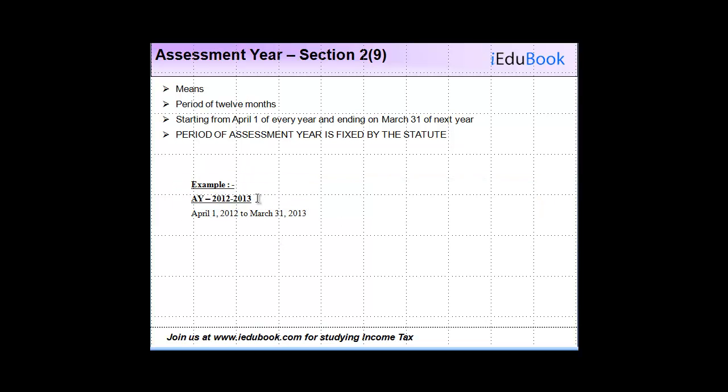So assessment year means period of 12 months. We call this assessment year 12-13, and it is written in short as AY. It starts from April 1 of every year, April 1, 2012, and ends on March 31 of the next year, March 31, 2013. The period of assessment year is fixed by the statute, which means that you do not have an option to change the assessment year. In the Companies Act there is an option for various companies, subject to those provisions, that you can have a different financial year, but for income tax purposes, all the assessees have to have this 12-month period which starts from April 1 and ends on March 31 as the assessment year.